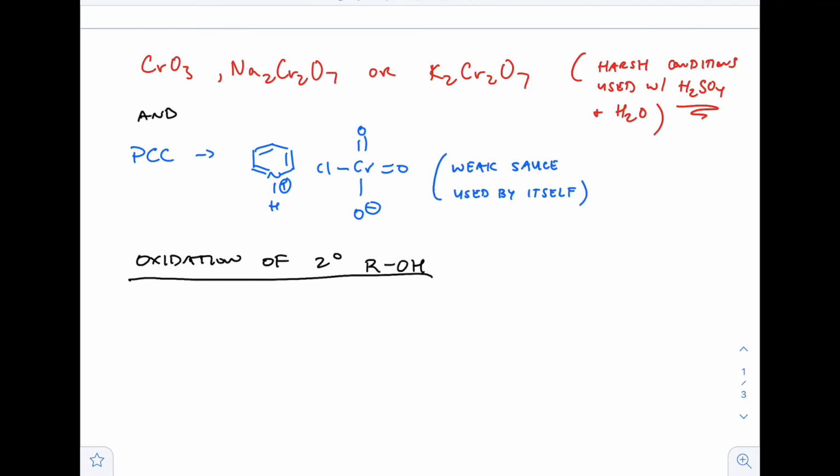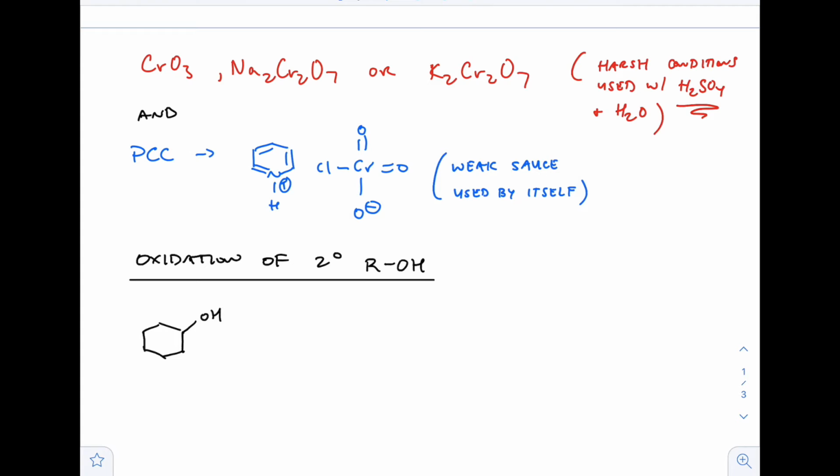It's mild, while the chromium compounds above are very strong and harsh. Okay, and so what is the result of this? Let's say we have this secondary alcohol, this cyclohexanol, and we have these chromates as options.